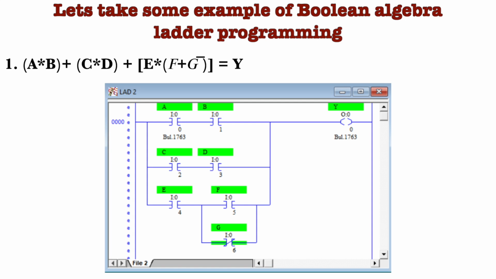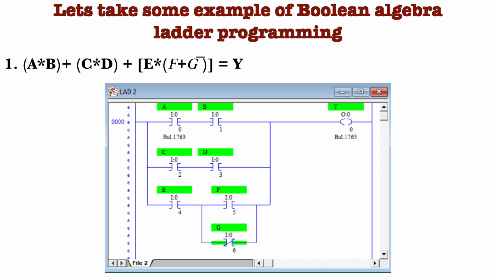We can simply use a normally closed switch to implement G bar, so that when we give 0, it will remain in its state and we will get a high output, but when we give 1, it will change its state, it will become open and we will get a 0 output. So that's how we can implement the complement function. In the figure you can clearly see, first implement A multiplied by B, so we have connected A and B switches in series form. Now C multiplied by D, we have connected C and D switches in series form.